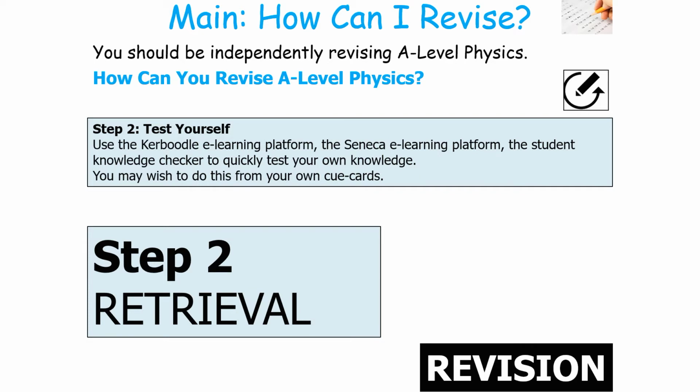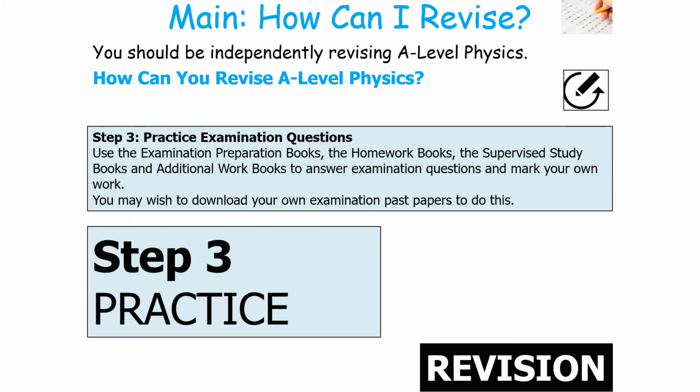The second step is to test yourself, to retrieve your knowledge. So use things like Caboodle, and Seneca, and knowledge checkers to quickly test your own knowledge, and you may wish to do this from your own cue cards. Then finally, step 3, you practice examination questions. So use examination preparation books, homework books, study books, additional workbooks to help you answer examination questions and then mark your own work. Now you may wish to download your own examination past papers to do this.